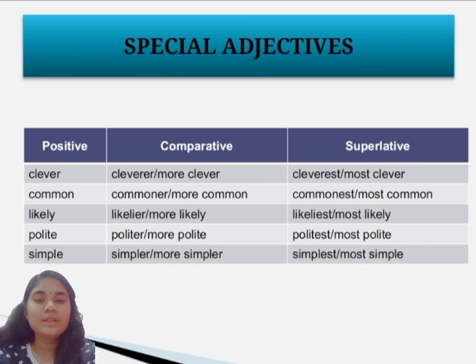Lastly, simple. In comparative, it becomes simpler or more simple. In superlative, it becomes simplest or most simple.